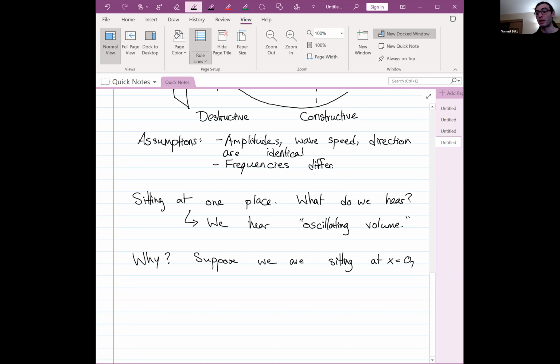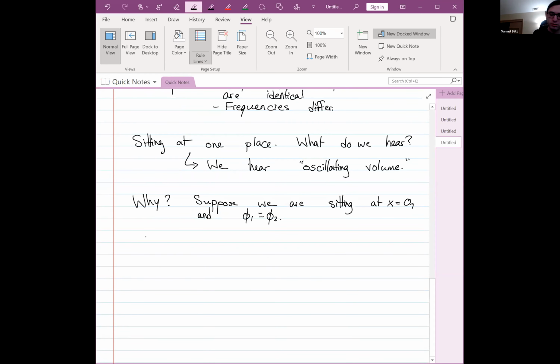And let's say that both speakers start off with the same phase constant, or 0 phase constant. So phi1 and phi2. This just makes things easier. We could do the same calculation with different positions, different phase constants. It won't change the phenomenon. It'll just change whether it starts off loud or starts off quiet.